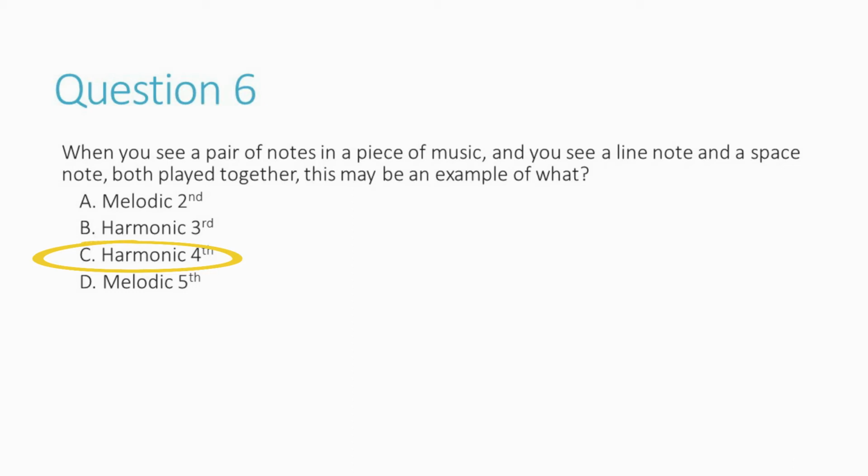So that eliminates answers B or C. Well, we talked about thirds being space note to space note or line note to line note. So that can't be it, because the question is telling us when you see a line note and a space note played together. So that leaves us with C. Harmonic fourth. And as we reviewed and talked about in lesson 6, a fourth is a space note and a line note, or a line note and a space note. They can either be melodic, played separately, or harmonic, played together.